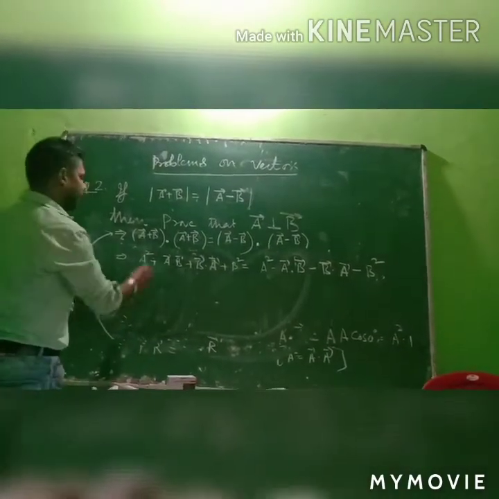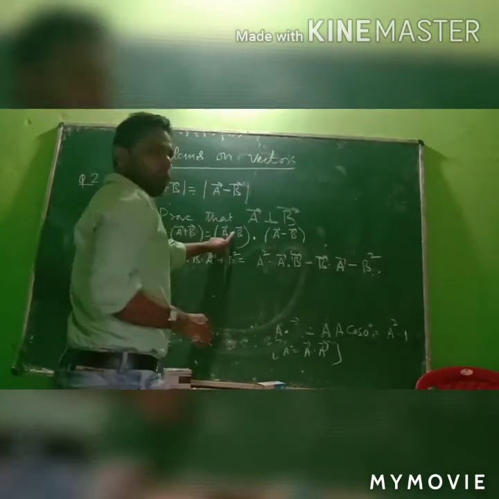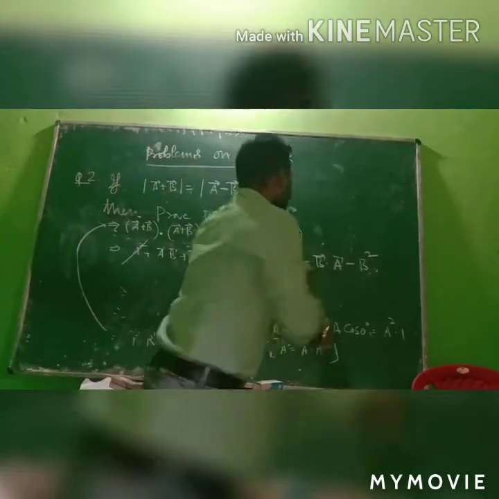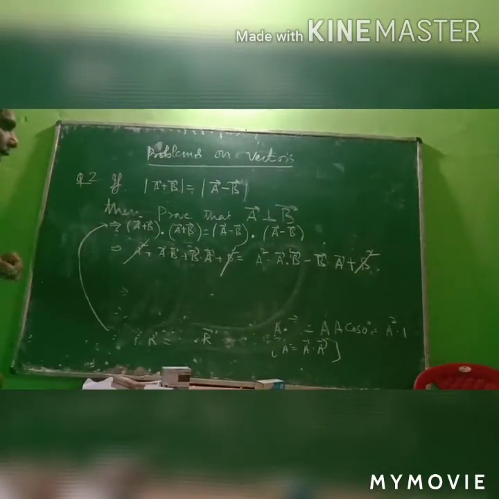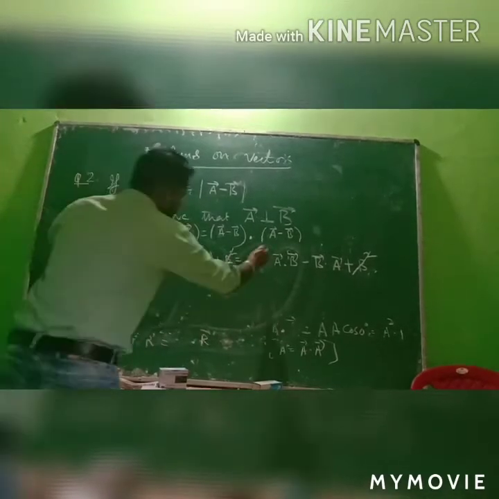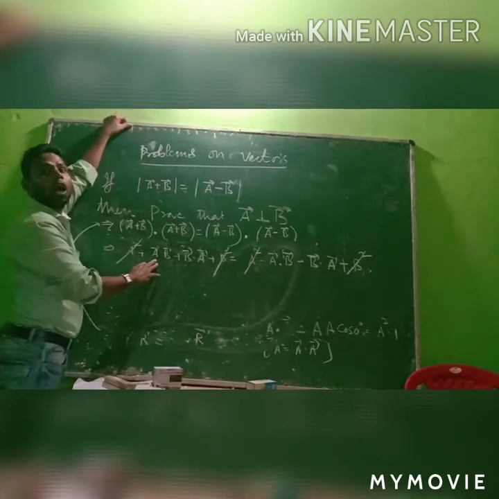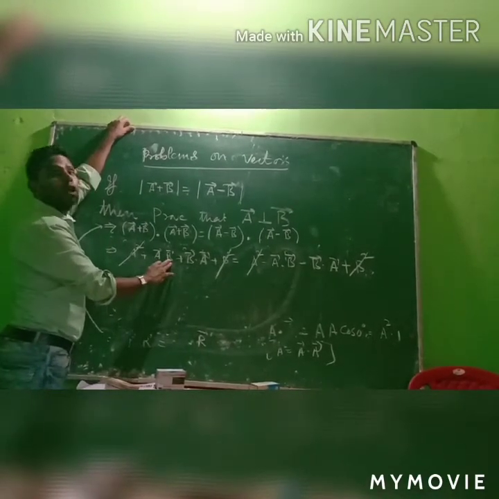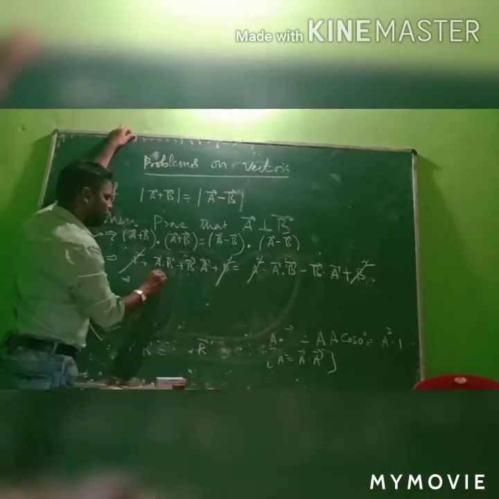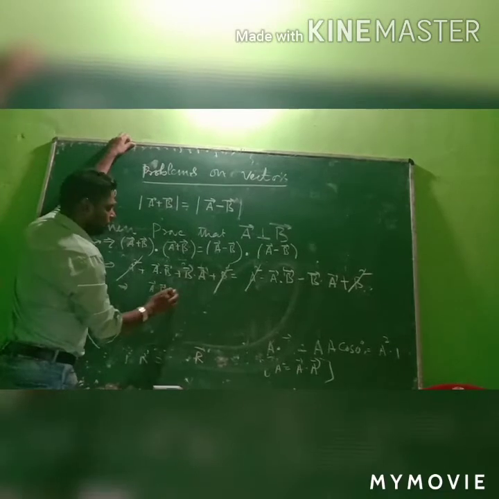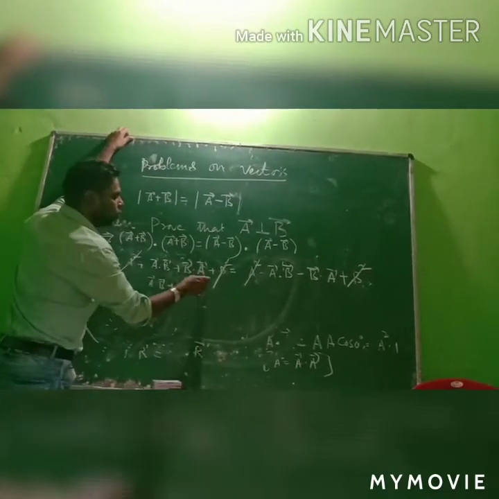You see A square, and one term minus becomes positive. So B square on the left hand side and right hand side get cancelled. On the left hand side A square, on the right hand side A square get cancelled. Since vector dot products are commutative, A dot B equal to B dot A, so we can write A dot B equal to A dot B plus B dot A as A dot B, because A dot B equal to B dot A.